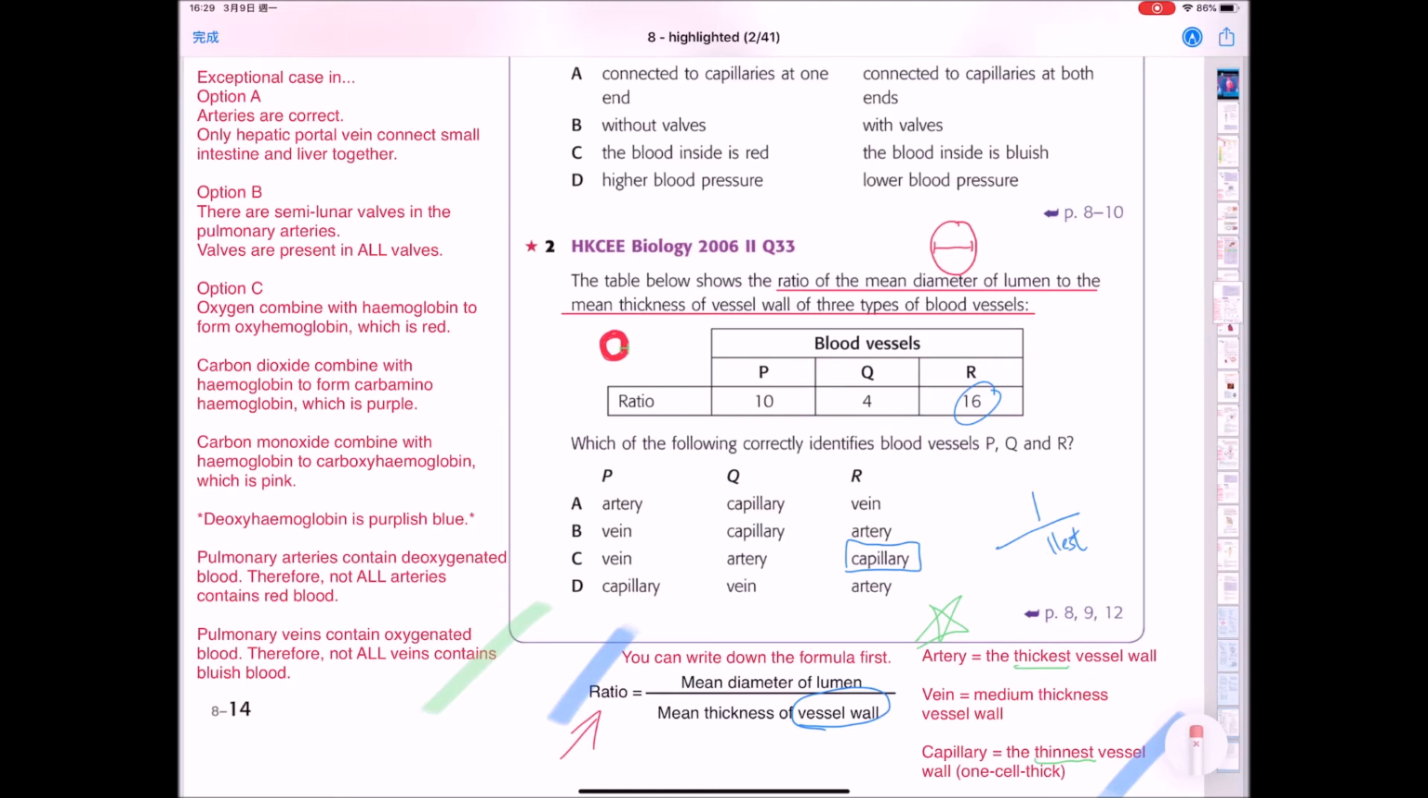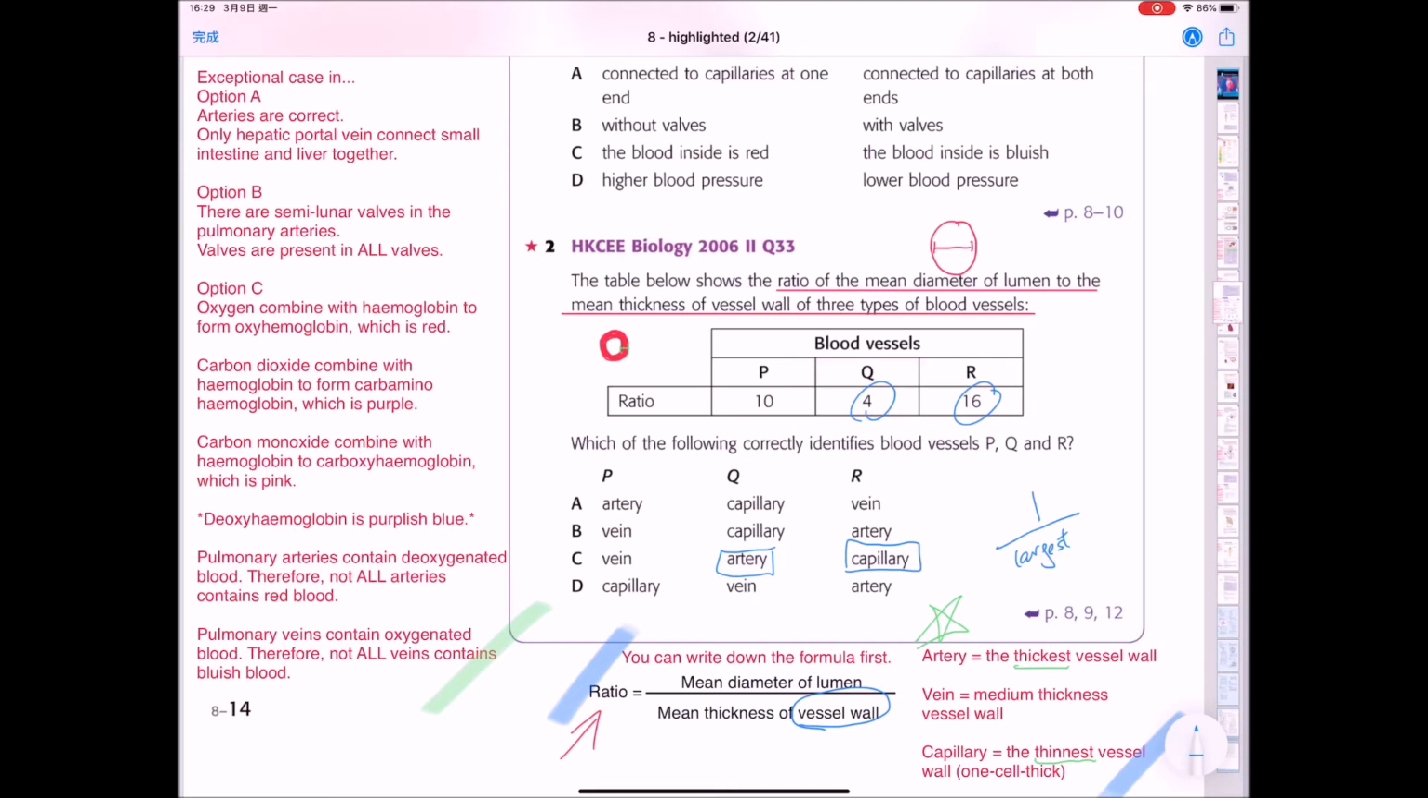On the other hand, the artery has the thickest vessel wall, so the number on the bottom should be the largest. It's like dividing the cake for 10 people, so everyone will only get 1/10 piece of cake, so the ratio should be the smallest. That's why vessel Q is the artery.